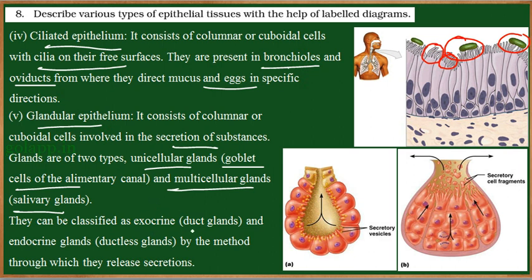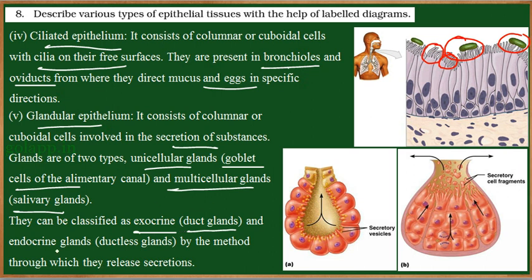Certain glands have a duct, and through the duct, they release their secretion. So, such a gland is called an exocrine gland. For example, the salivary gland. It has a duct, and through the duct, it releases its secretion, that is salivary juice. So, we call these glands exocrine.